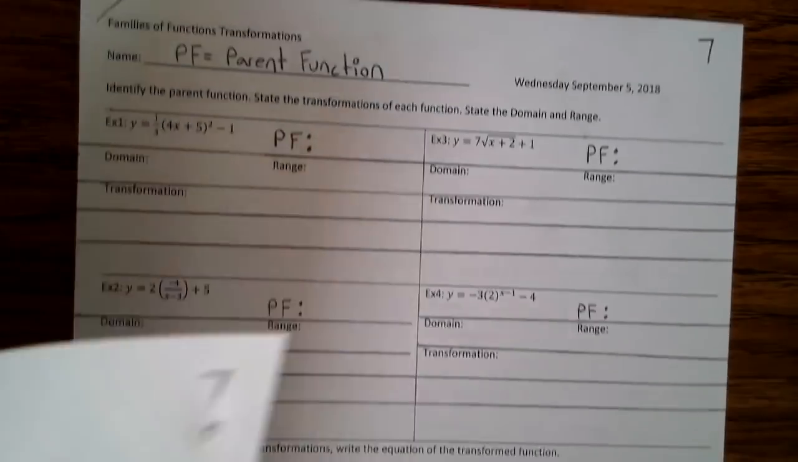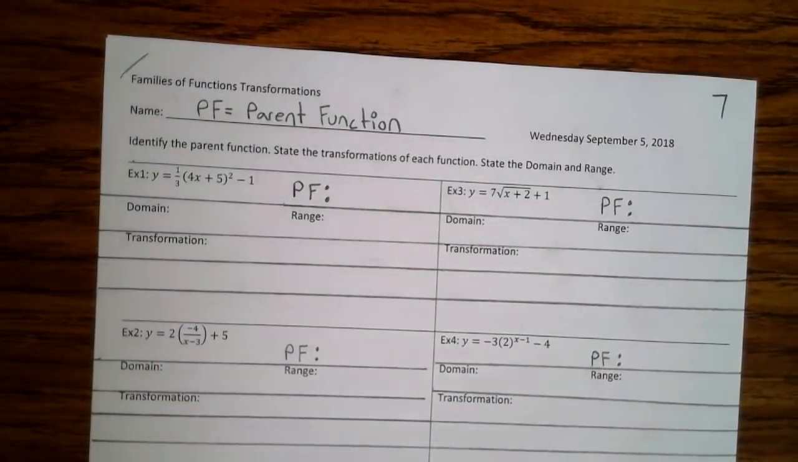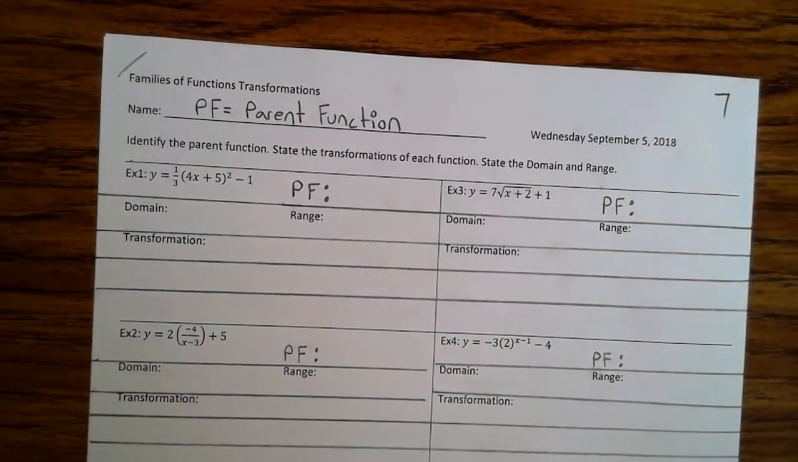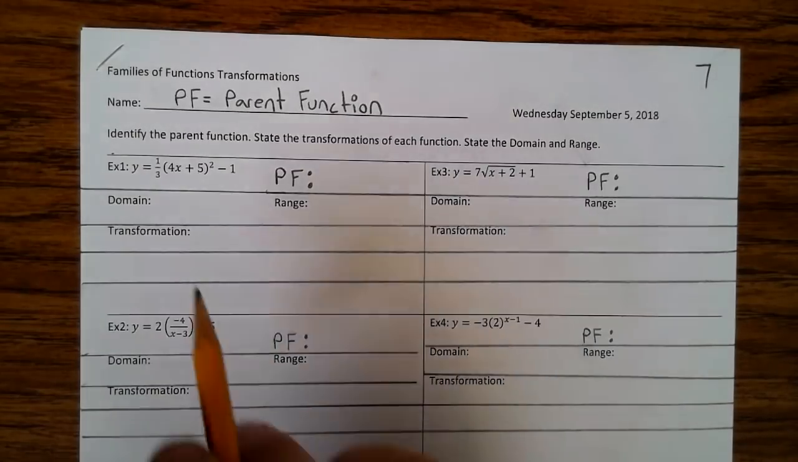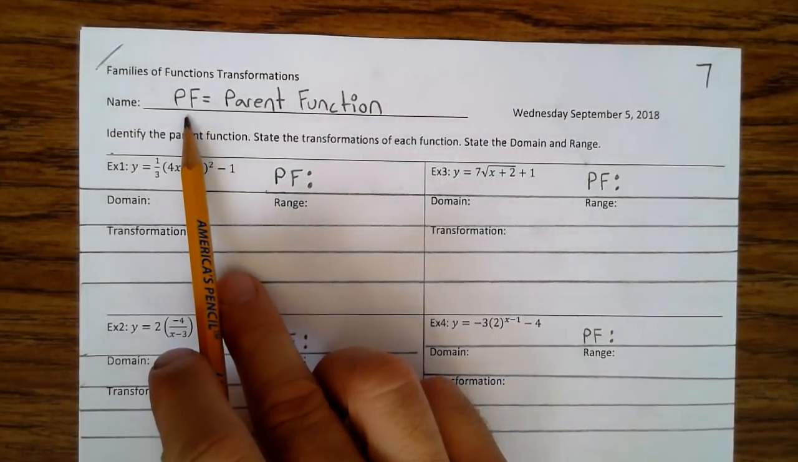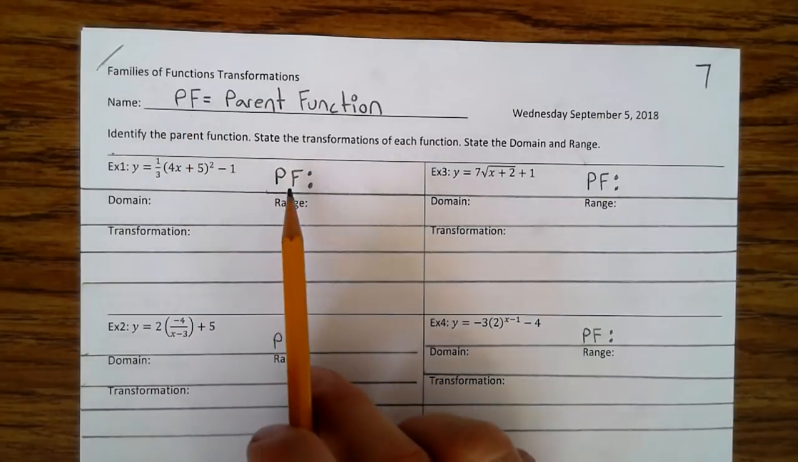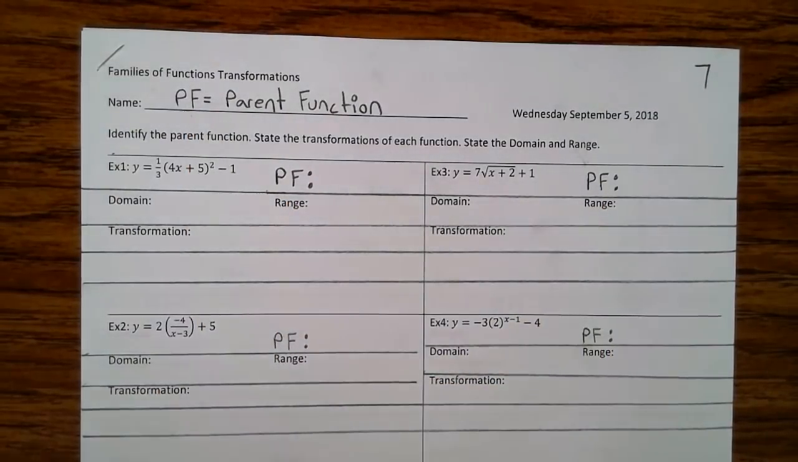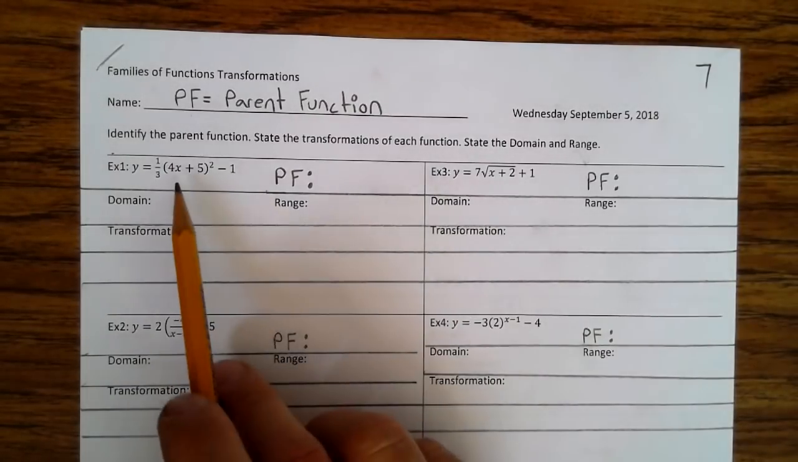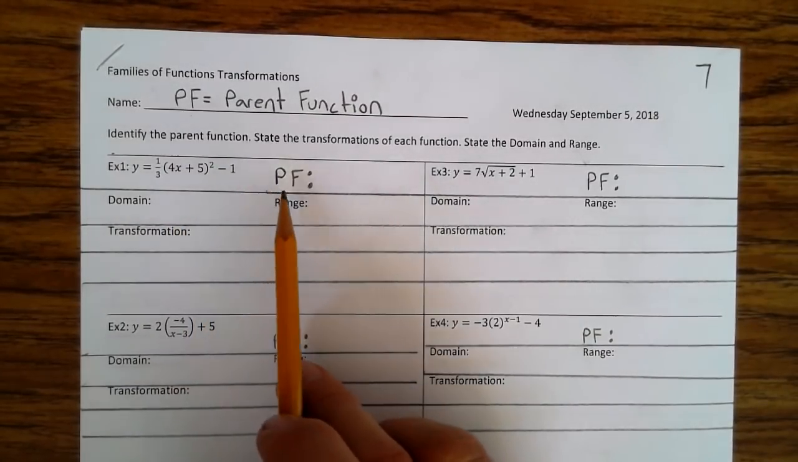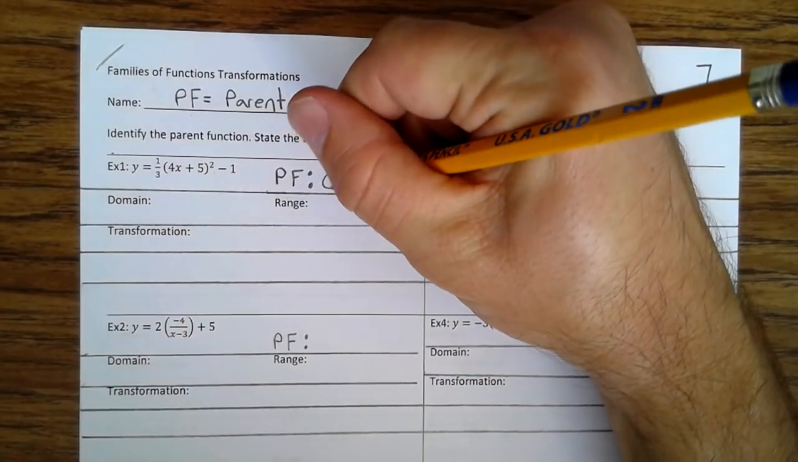Let's take a look at the examples. Now, I've left some things off, so I'm just going to add them now so we don't have to make new copies. I forgot to add the parent function, which I'm going to abbreviate PF. So anytime you see PF, just know that's the parent function. Okay? So first things first, example 1, we see the x squared, so we know the parent function is quadratic.